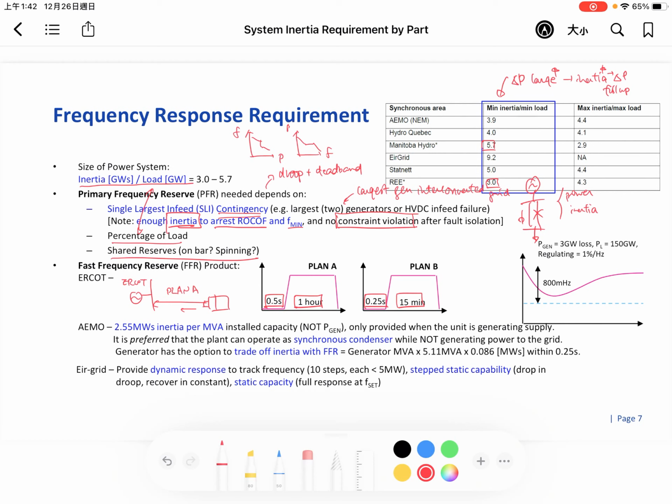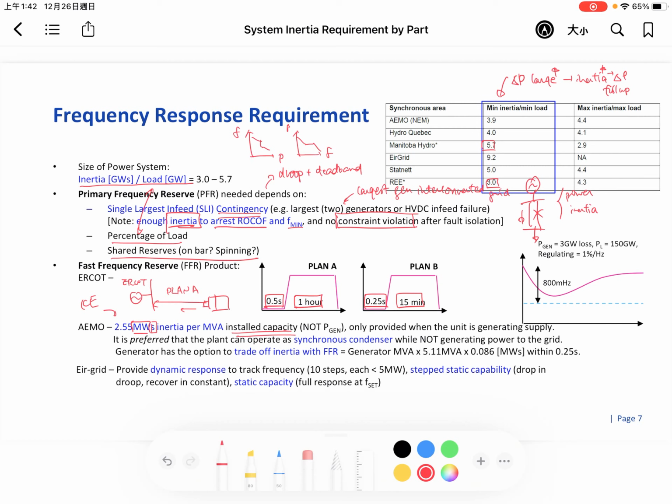For AEMO, it requires 2.55 megawatt second inertia. Remember, it is kinetic energy. It must be power times the time per MVA installed capacity. I should highlight this term: installed capacity, but not the actual power generated.